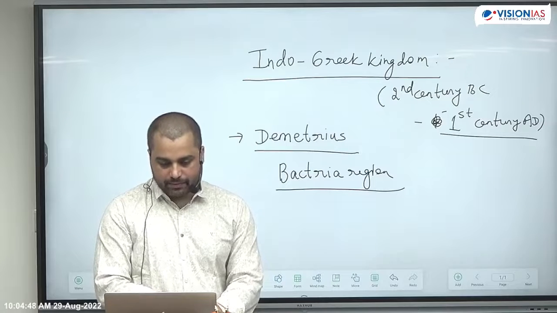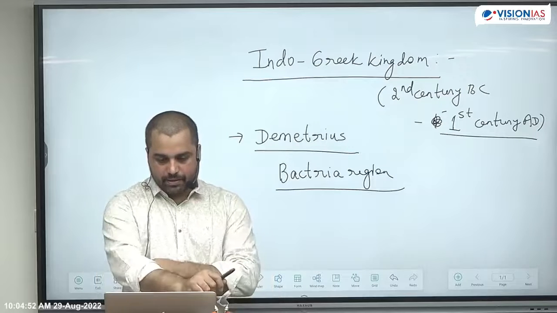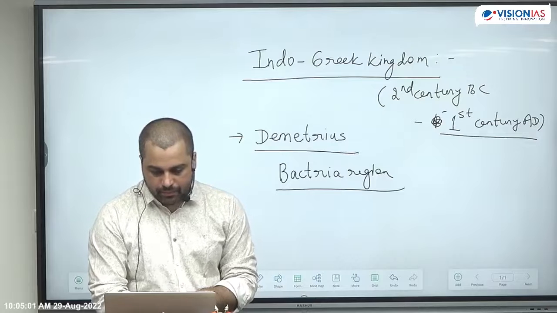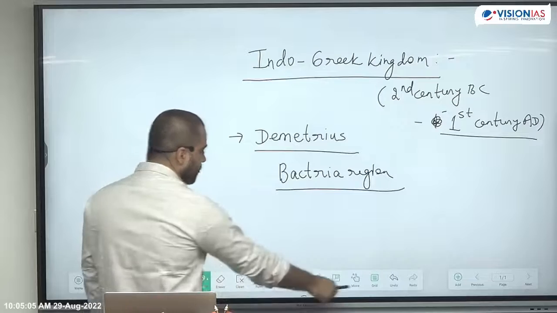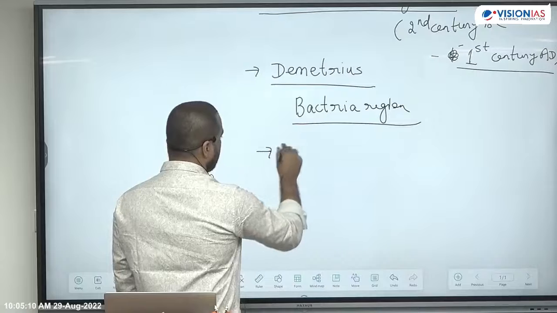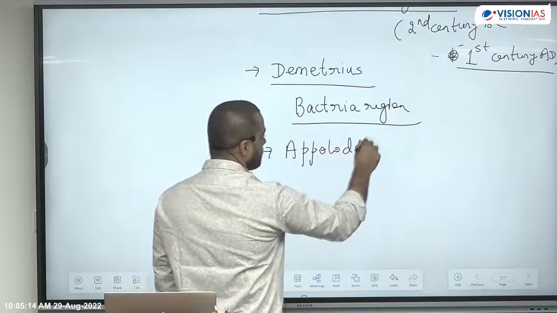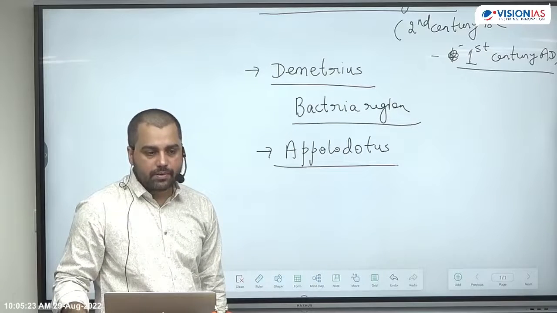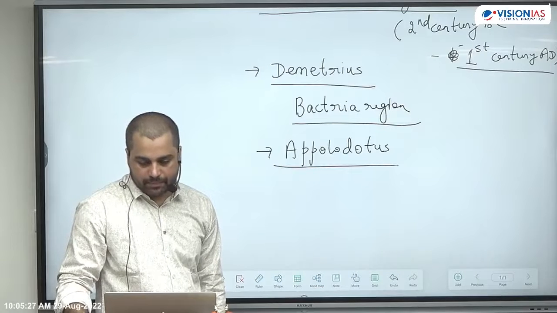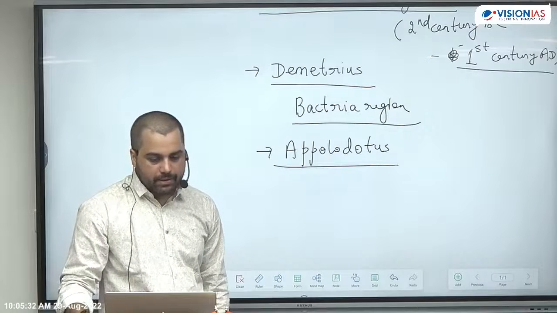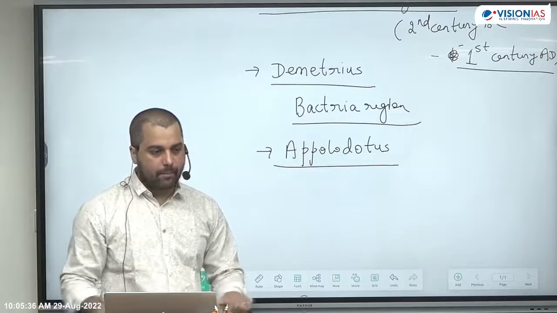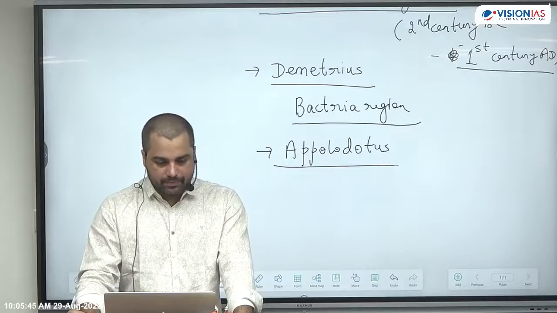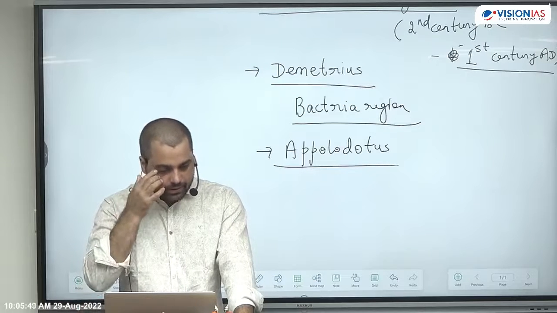Bactrian kings fought with each other, and one of the rulers, Apollodotus, set up a new kingdom in the region of Punjab and Gandhar. He can be called the first Indo-Greek king.